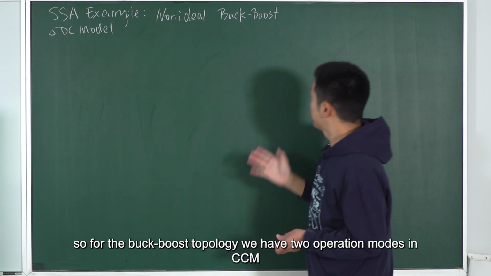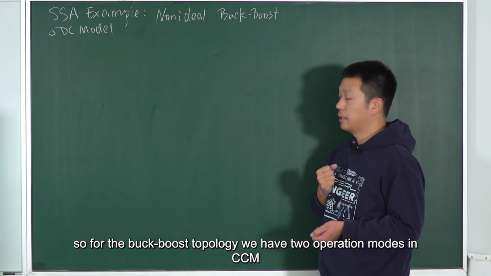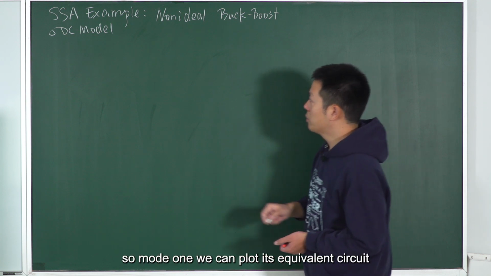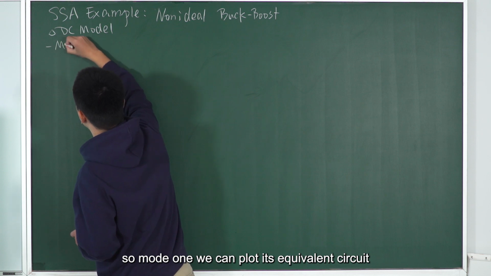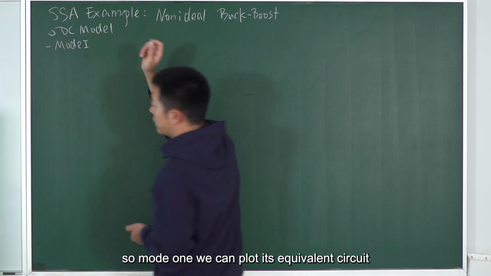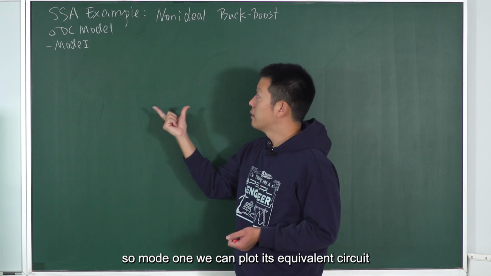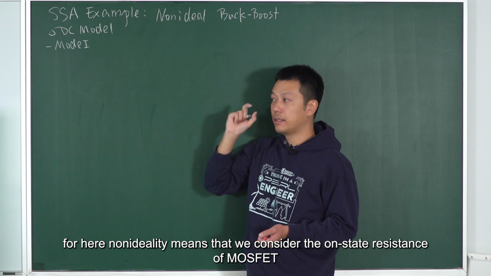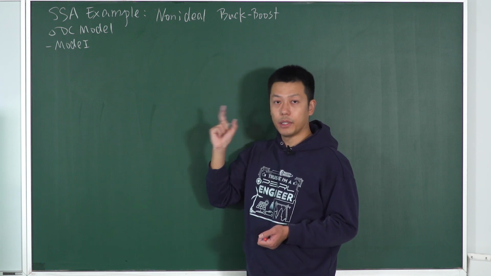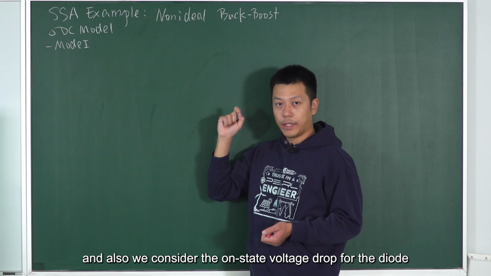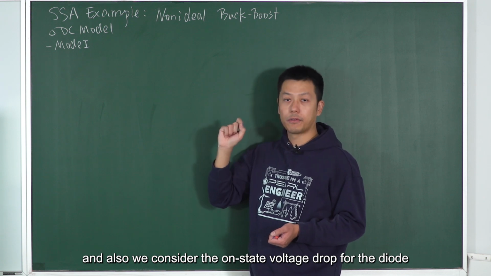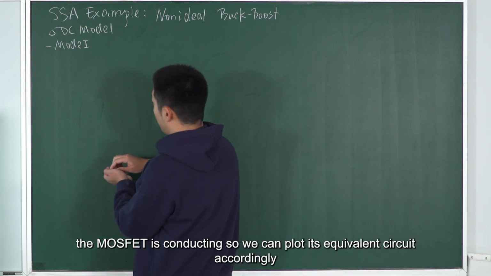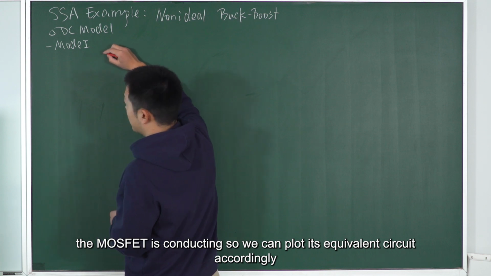For the buck-boost topology, we have two operation modes in CCM mode. Mode 1, we can plot its equivalent circuit. Here, non-ideality means that we consider the on-state resistance of the MOSFET, and also the on-state voltage drop for the diode. For mode 1, the MOSFET is conducting, so we can plot its equivalent circuit accordingly.